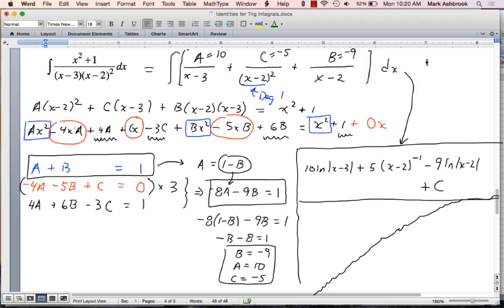Okay, so suppose this was 3. Then what would we need? We need 1 x minus 3. Then we need 1 with x minus 2 to the first, 1 with x minus 2 squared, and 1 with x minus 2 cubed. Every power of x minus 2. Does that answer it?